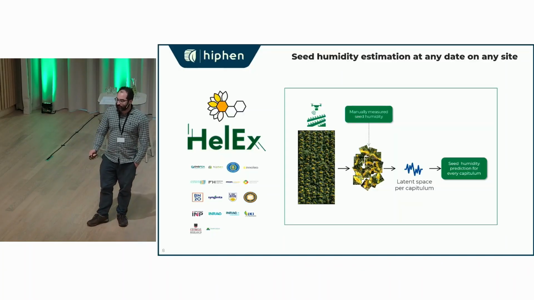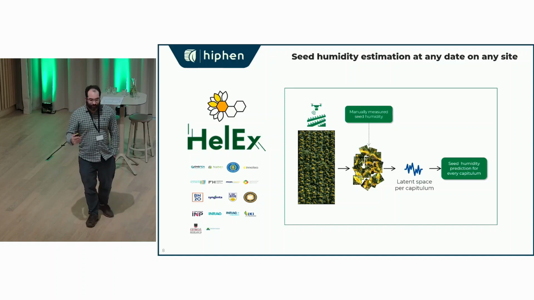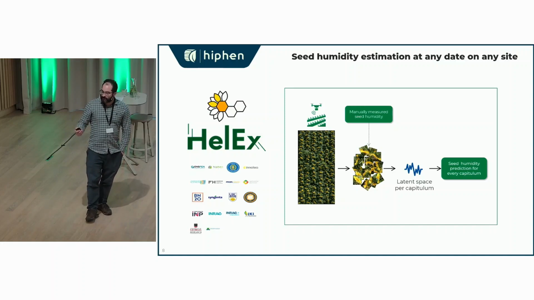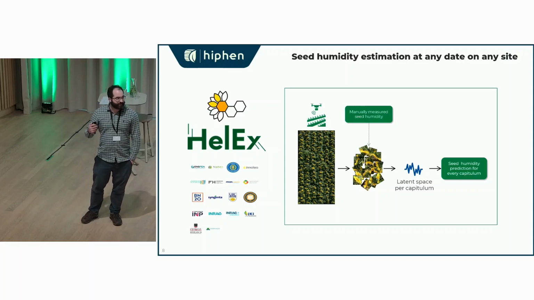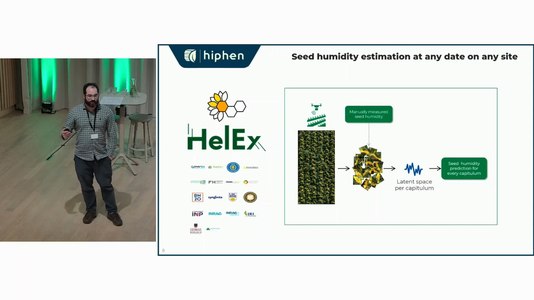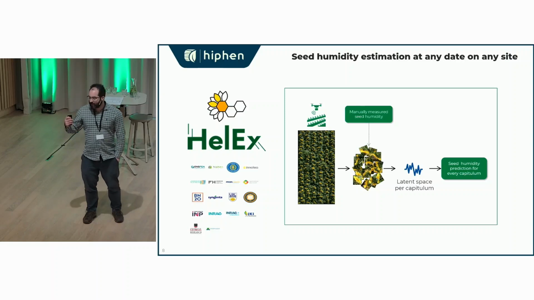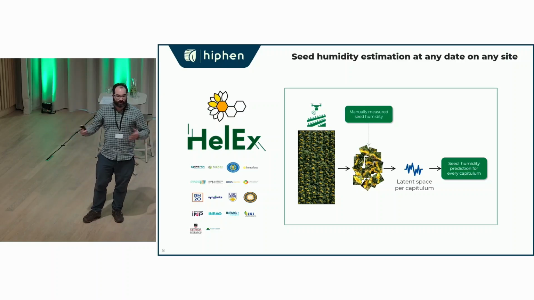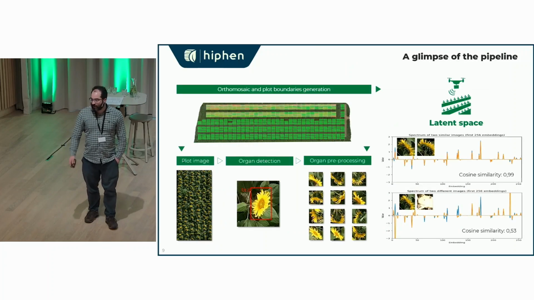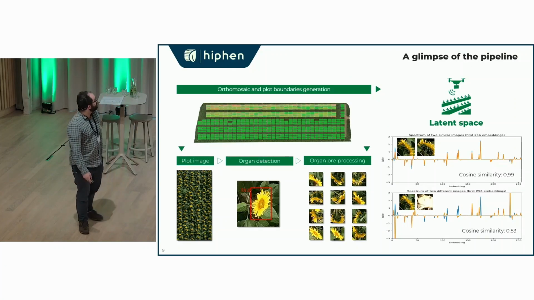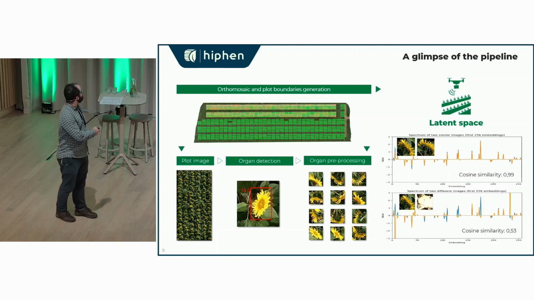So first, the sunflower use case. Once again, a European project, the idea there is to be able to estimate the seed humidity of every single sunflower head on their trials, which are very big trials, to be able to know where we are, which ones they should harvest, how, etc. To do that, it's a whole pipeline that we developed at HIPHEN and that we're operating worldwide already in many things.